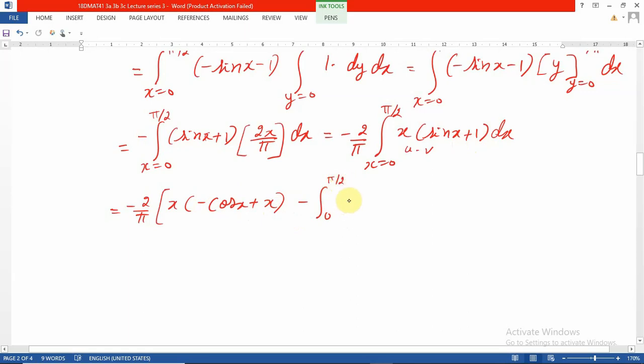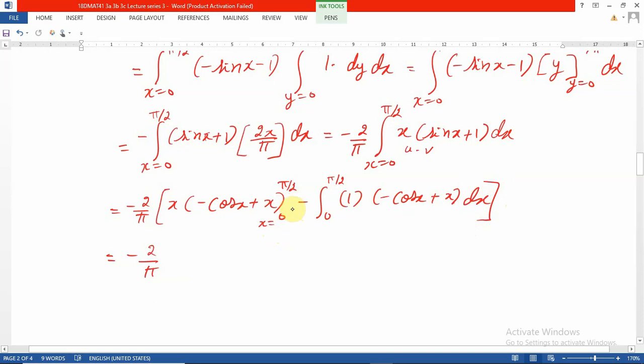Now differentiation of x is 1. Please listen properly. Differentiation of x is 1, and integration of sin x plus 1 will be minus cos x plus x dx. So this is equal to integration, again minus 2 upon pi, in the limit 0 to pi by 2. Wherever x is there, this is 0 to pi by 2.